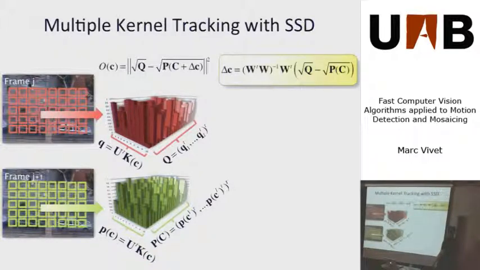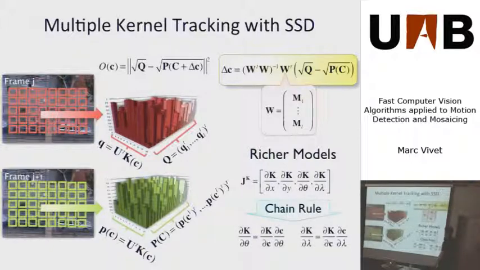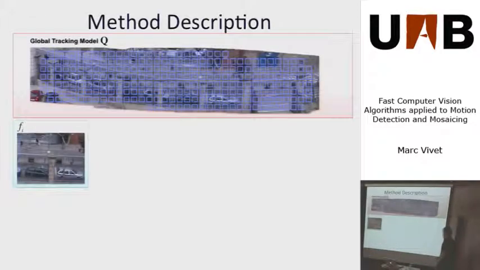In this case, the minimization is as we have seen before, but the W in this case is all the M matrices that we have seen before, concatenated. Multiple kernel tracking lets us estimate richer models, and in this work we have extended multiple kernel tracking in order to estimate rotations and scalings. And this is done by derivating the kernel function with respect to the angle and the scaling, and we do that using the chain rule.